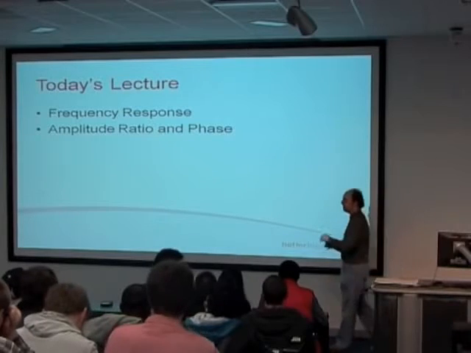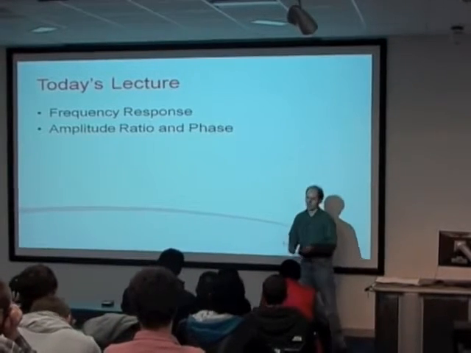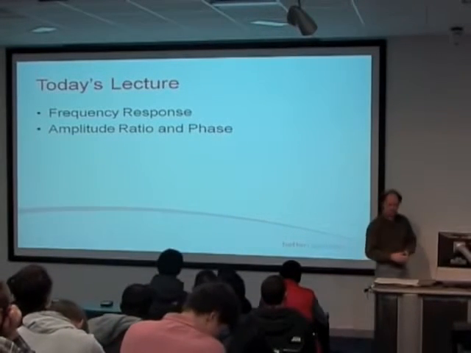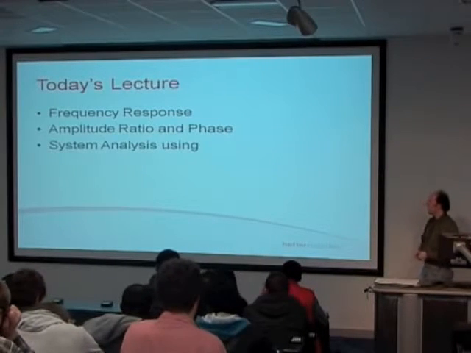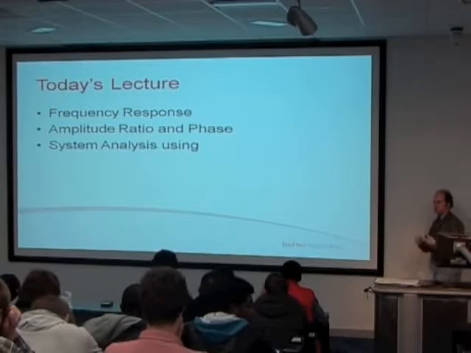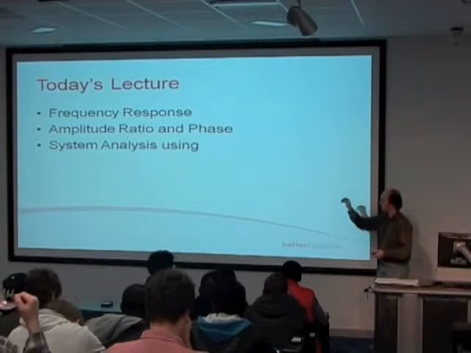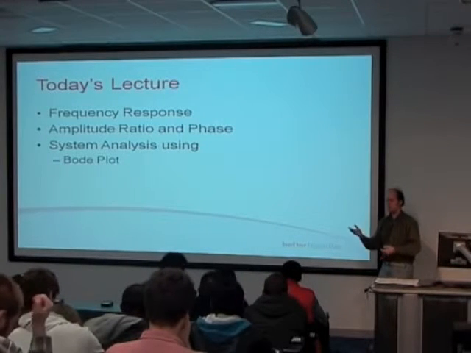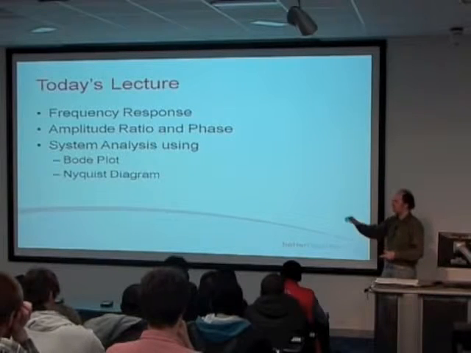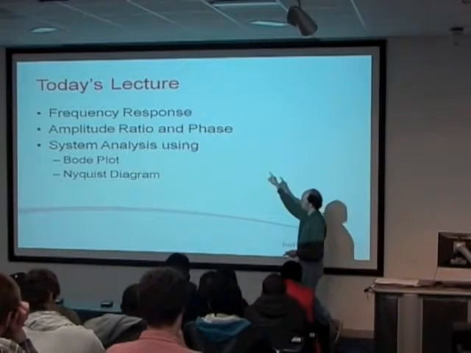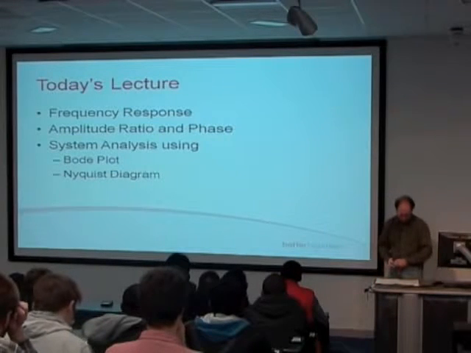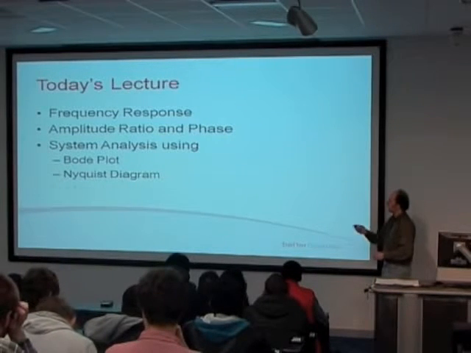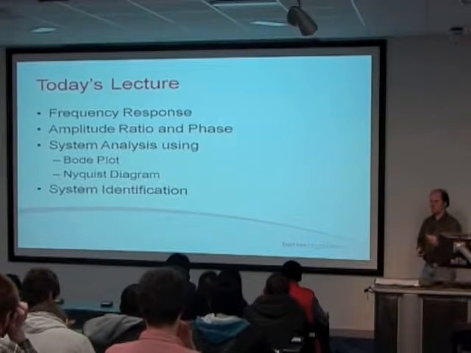Frequency response produces two numbers that we use to talk about it. Those are called amplitude ratio and phase. And you can analyse systems using frequency response with a Bode plot or a Nyquist diagram, which are basically representations of these two, amplitude ratio and phase angle. And then the last thing we're going to do today is system identification.